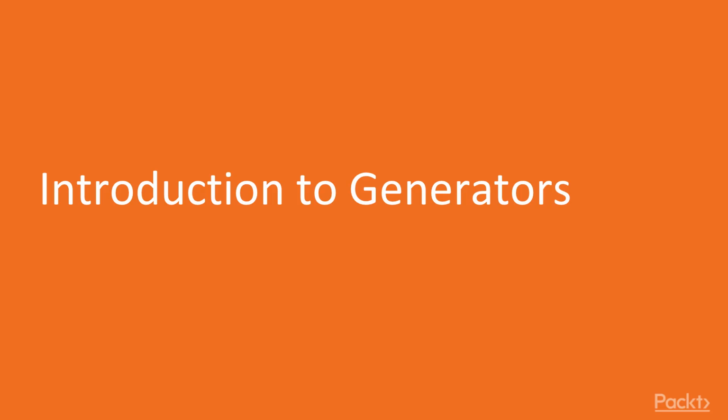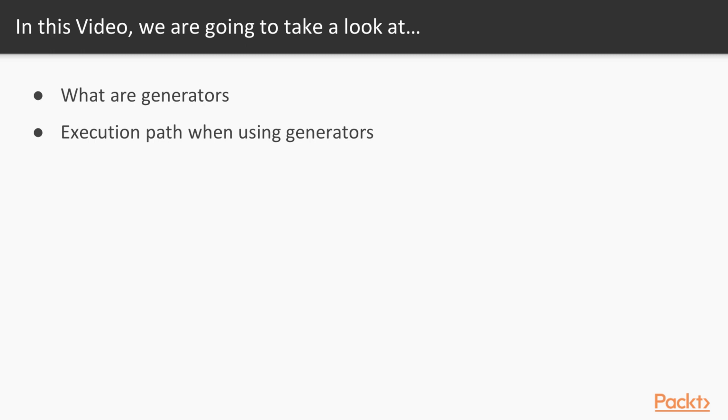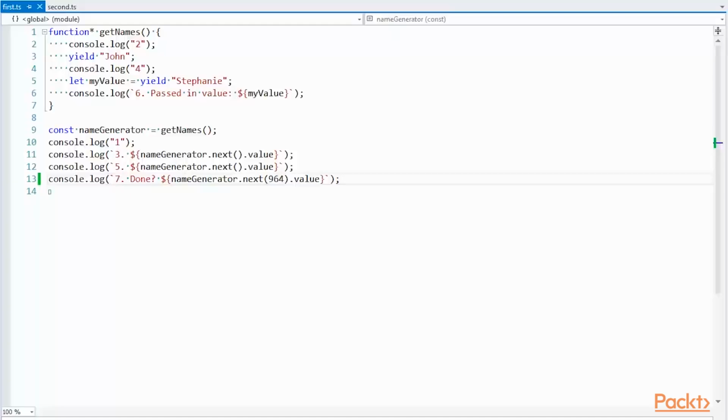Now we move on to the first video of this section, and it's an introduction to generators. We'll talk about what generators are and how the code execution path works when using them. A new feature coming to JavaScript with ES6 is the ability to create generators. Generators are a powerful way to define a function that returns a generator object, and then by using this generator object, we can iterate through its values on demand.